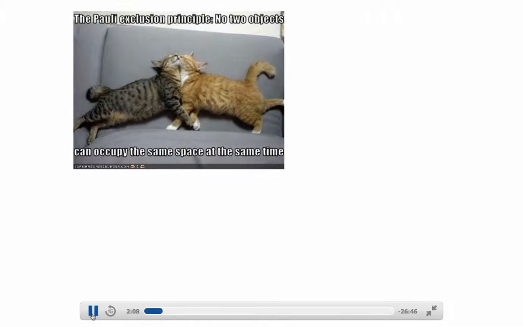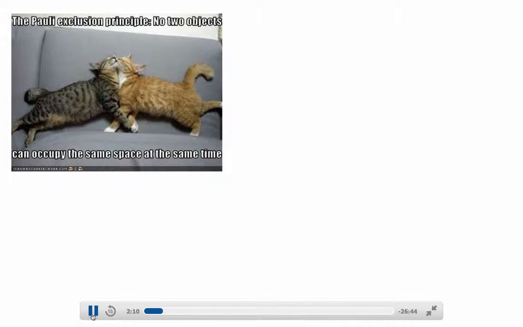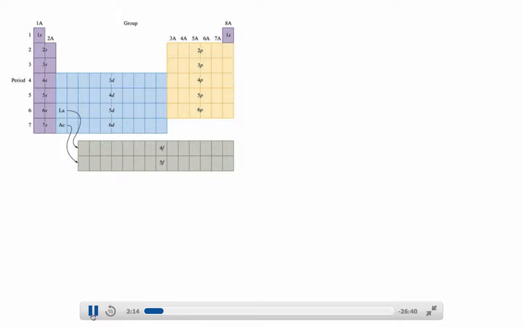And so sometimes this is referenced in pop culture about no two objects can occupy the same space at the same time, and I don't know why cat jokes are so nice, but something about them. Anyway.